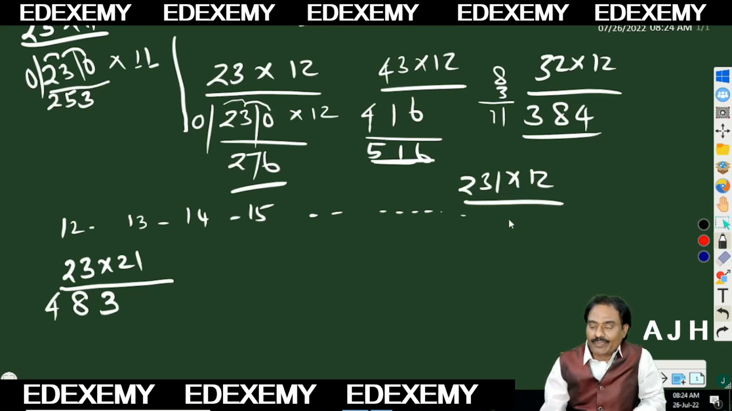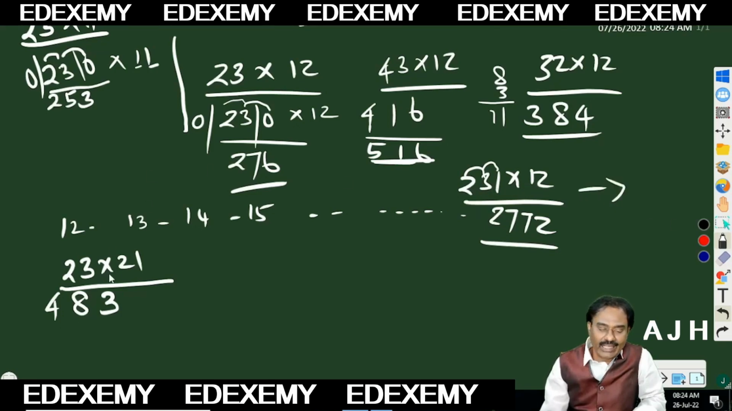Now 231 into 12. What is 3 digits multiplied by 12? The same thing, unit digit is 2 into 1 is 2, and here you multiply this 3 into 2 is 6 plus 1 is 7. Then 2 into 2 is 4 plus 3 is 7. Then the unit digit you multiply 2 into 1 is 2. Therefore 2772 is the value. Like this we have found out.